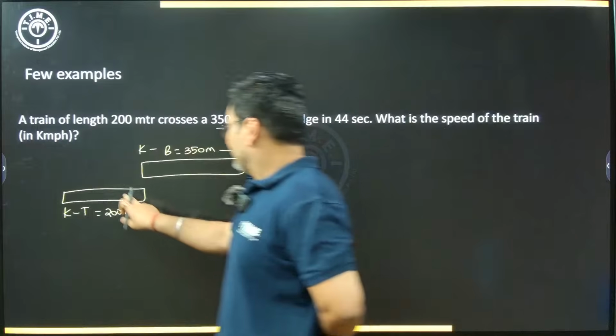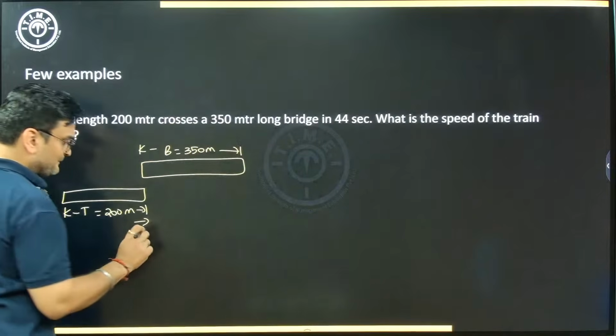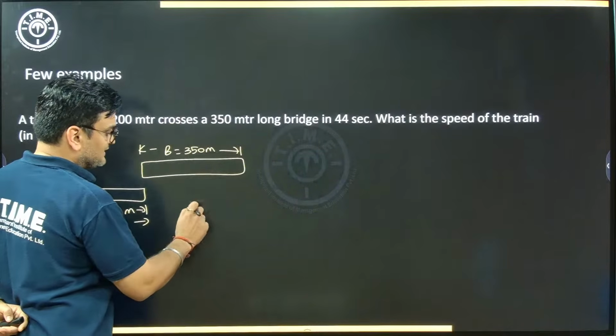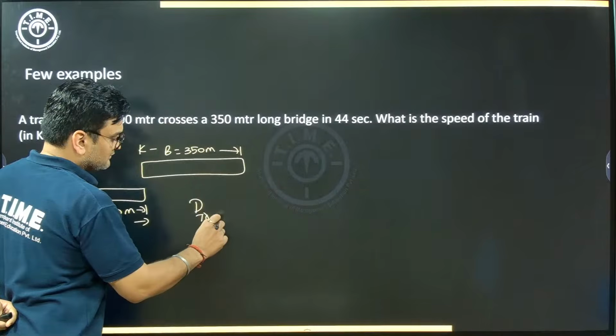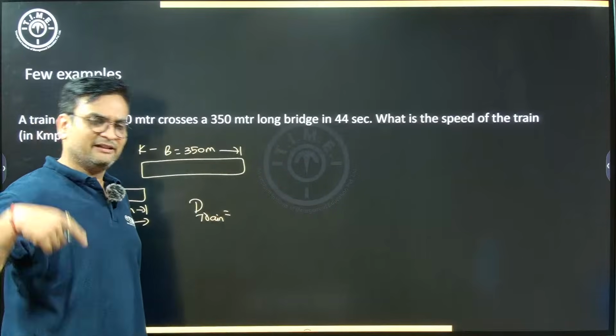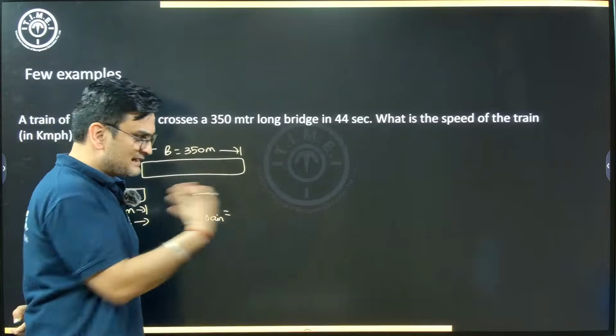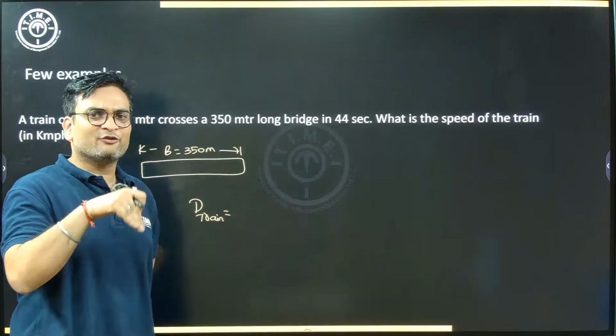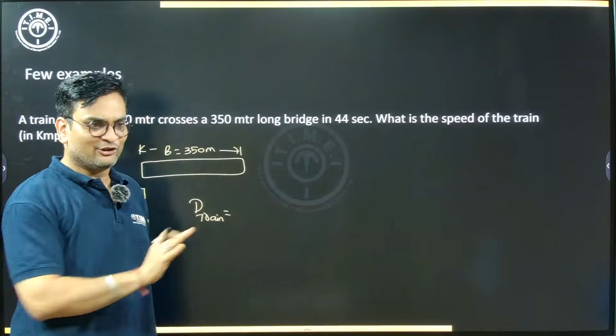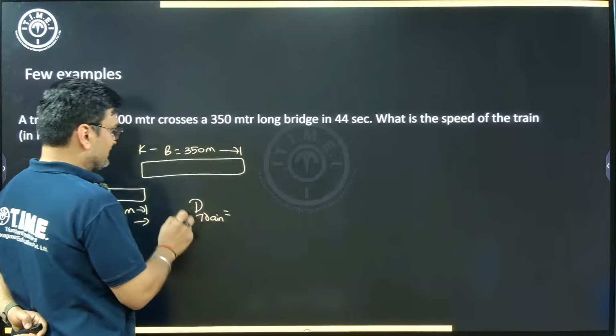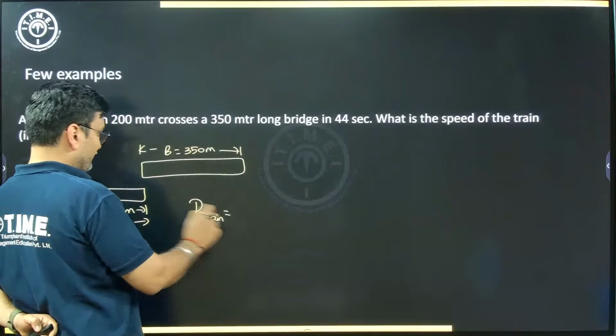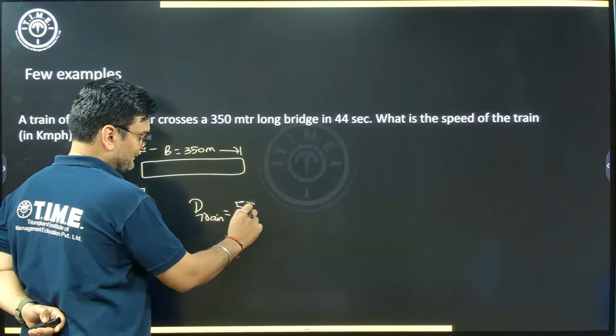Now observe, for this train to cross this bridge, what's the distance it will travel? The distance traveled by the train. Again, these are the things that you'll be learning in the concept class. Right now, please accept this is what it is, because the focus for this session is calculation, not the concept as such. So the distance traveled by the train will be the sum of the two: 350 and 200 will be 550.